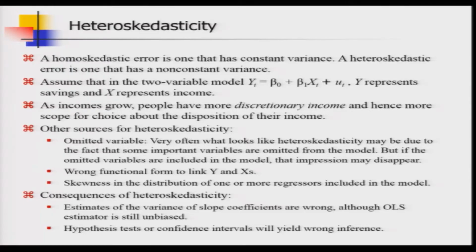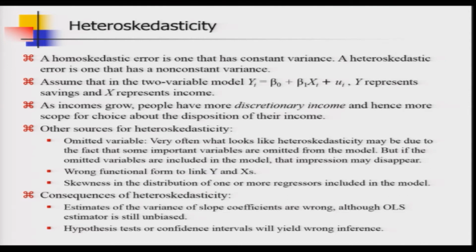So you can expect a high degree of variability in the savings, especially for middle income group or rich income group people. So, here we can say that this variance of y, which is basically savings, depends on the level of x at which we are looking. For lower values of x, the error variance may be smaller, and for higher values of x the error variance may go up. Okay.